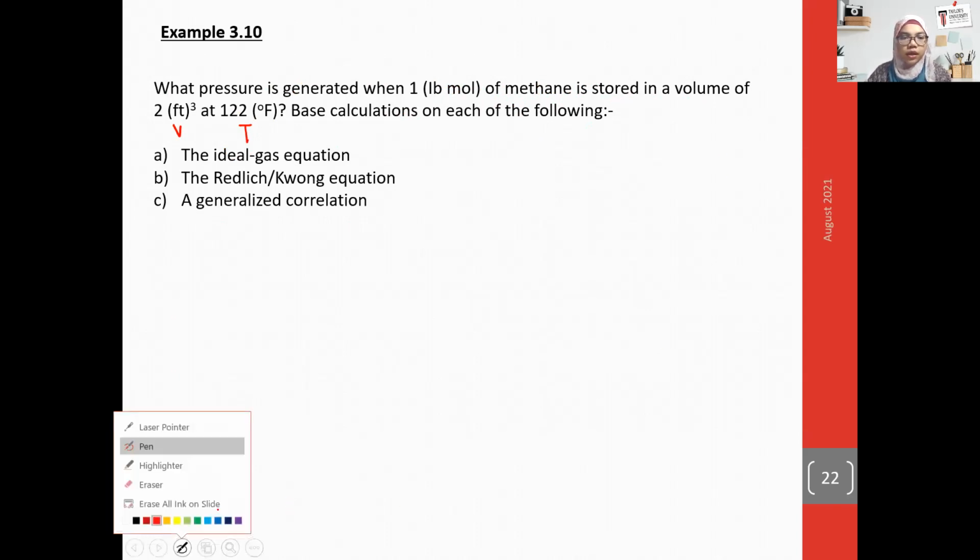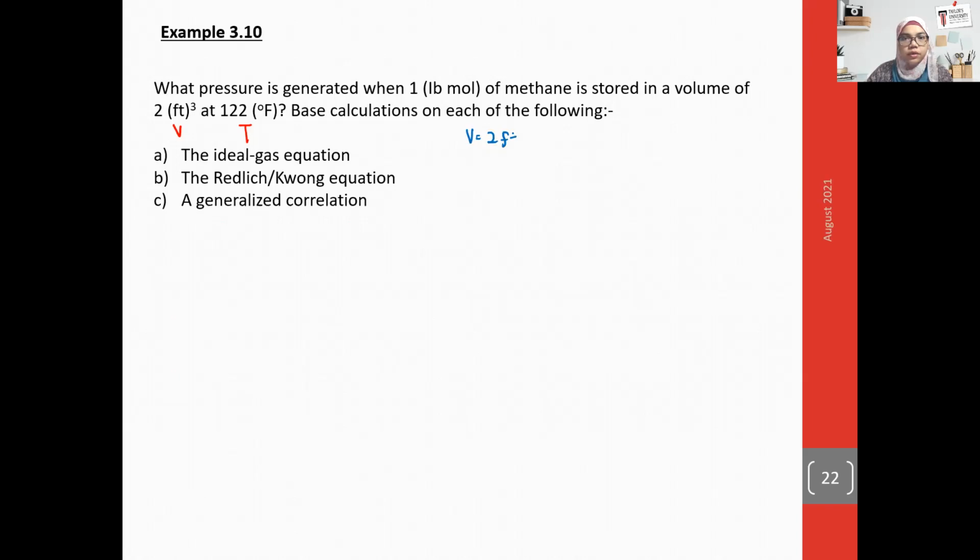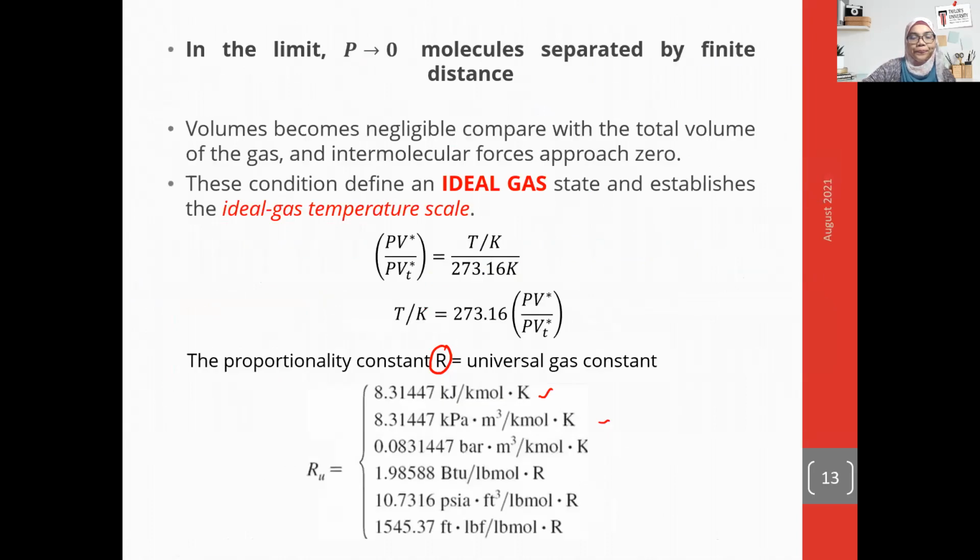Change the color. Okay, the volume is given as 2 feet cubed, and then we have the temperature. In order for us to calculate the pressure, we need to choose the value of the universal gas constant. Back to the previous slide. If you notice, there is no Fahrenheit unit, we have only Kelvin and also the Rankine. So basically we're going to choose the Rankine, because it is based on feet, right?